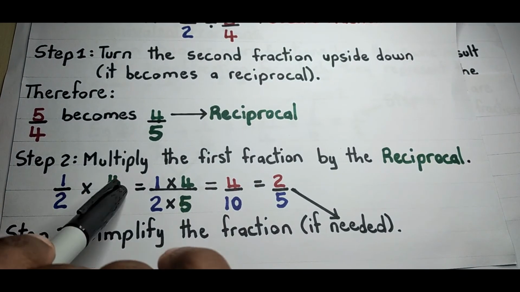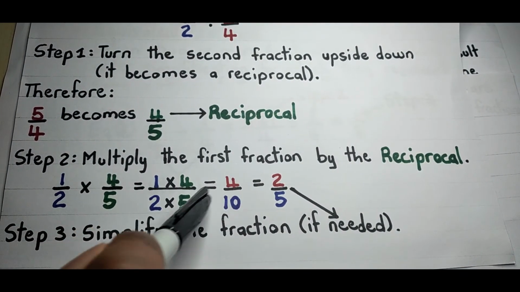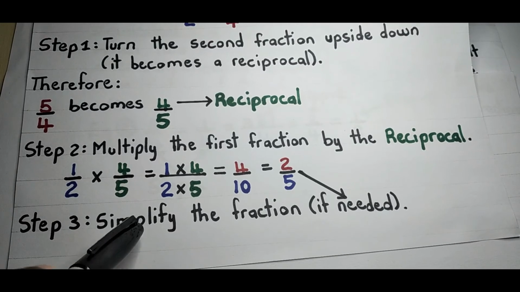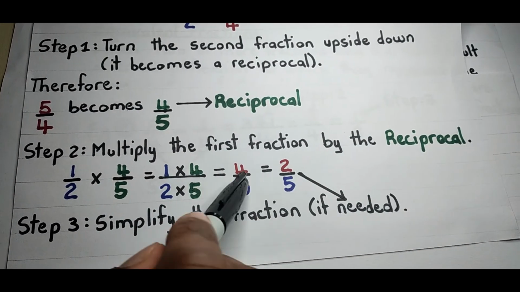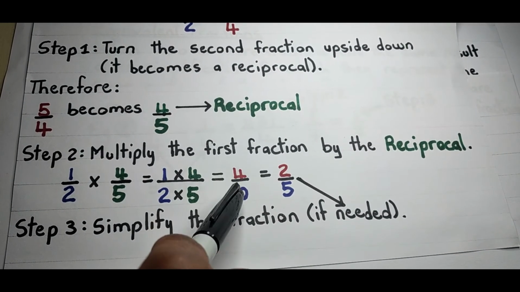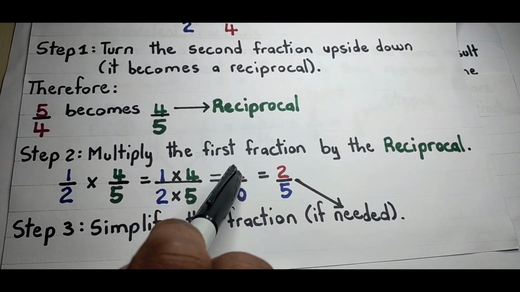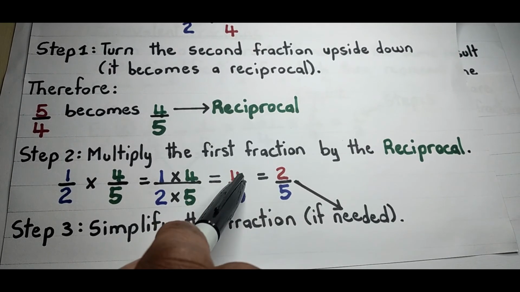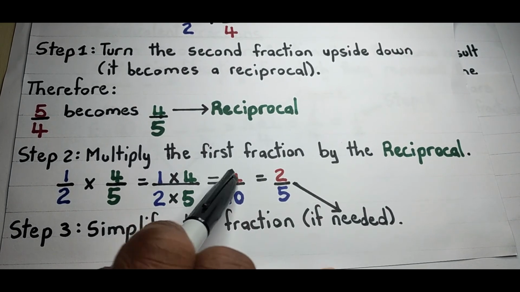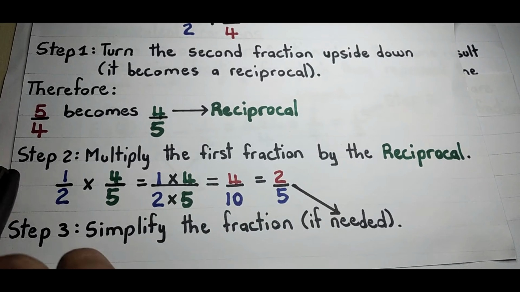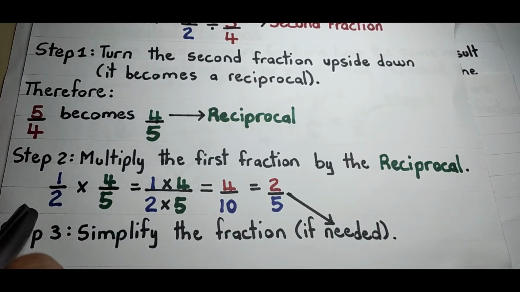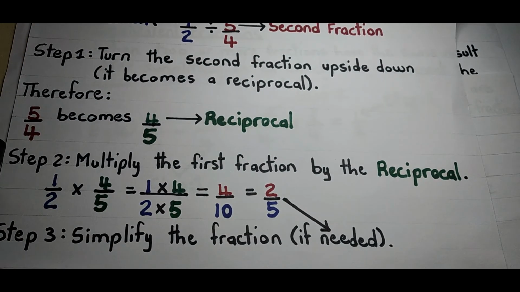Now we multiply: 1 times 4 gives you 4, 2 times 5 gives you the 10 right here, and we can always simplify these things. We simplify the fraction if needed, and in this case we can. We divide both the numerator and denominator by the highest common factor, the highest number that can go into 4 and 10 without leaving a remainder, and that number is 2. So 2 goes into 4 2 times, and 2 into 10 goes 5 times. So 2 over 5 is an equivalent fraction for 4 over 10. And that's pretty much how you deal with fractions.